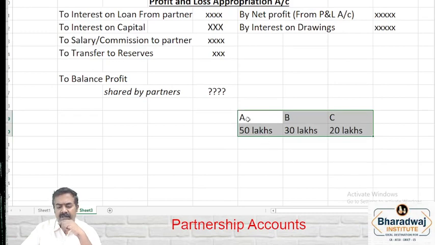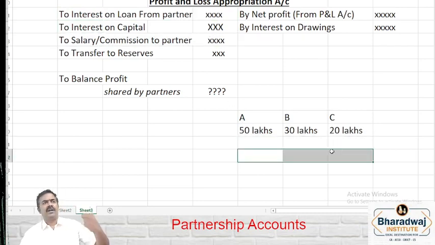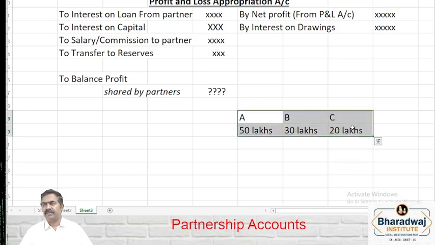Will it be altered every year or will it be kept permanent? What do you mean by altered every year? Interest on loan will be added here, interest on capital will be added here, salary or commission to the partner will be added here. You will alter it or keep this permanent. It depends on the accounting policy followed by you.